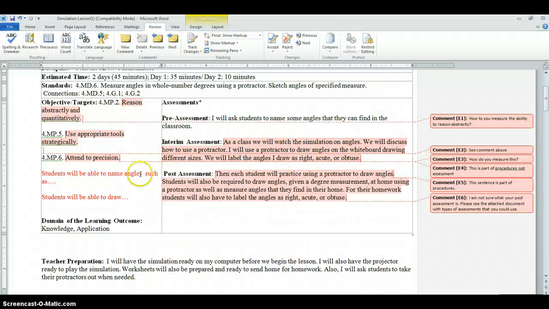So one thing that I have noticed is that your objectives and your assessments and procedures are not really aligned very well. What do you mean by aligning of objectives and procedures and assessments? For example, you are asking students to be able to name angles such as. Then when I look at your assessments, I have to see that word name or that idea of being able to name something. So your assessment should also show that you are asking students to name.